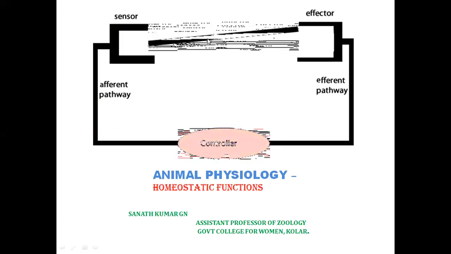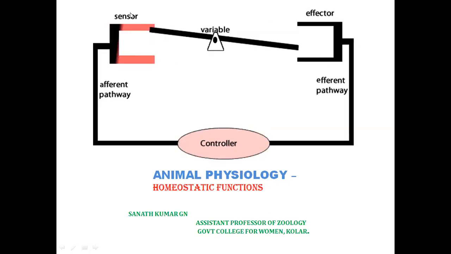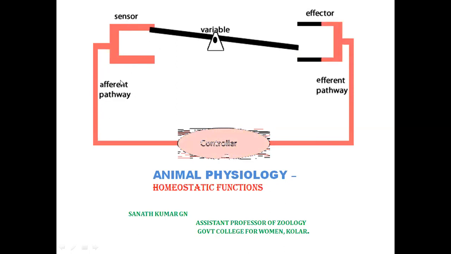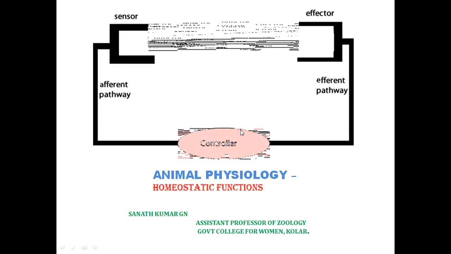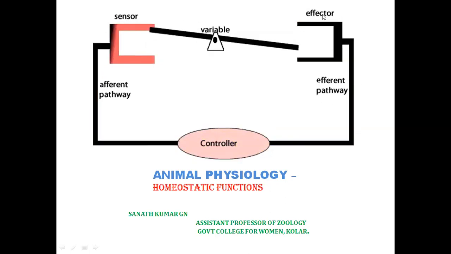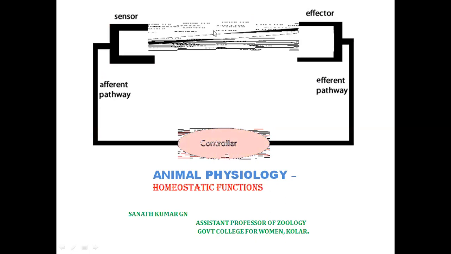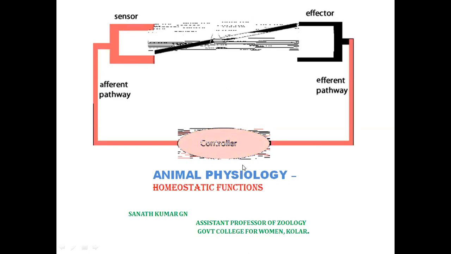In the same way, any disturbance in body homeostasis will be sensed by the sensors or receptors present in the body, and through the afferent pathway the information will be sent to the brain, and the brain processes it, responds through the efferent pathway, and stimulates the effectors to perform all the functions that are required to bring the homeostasis back to equilibrium. Okay, now let us get started.